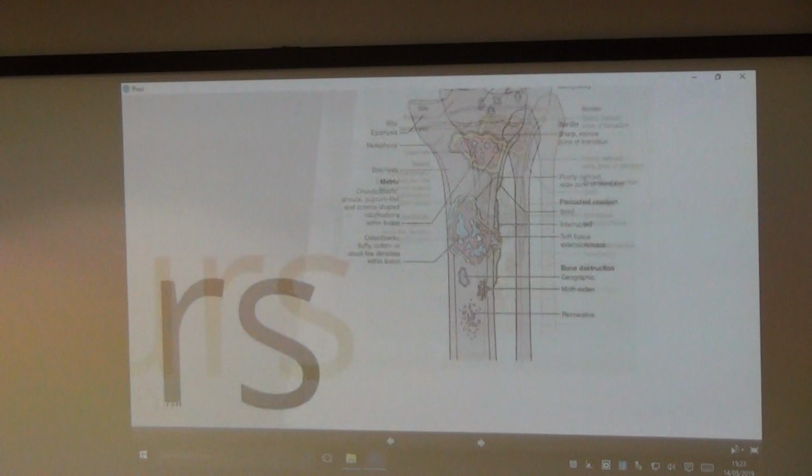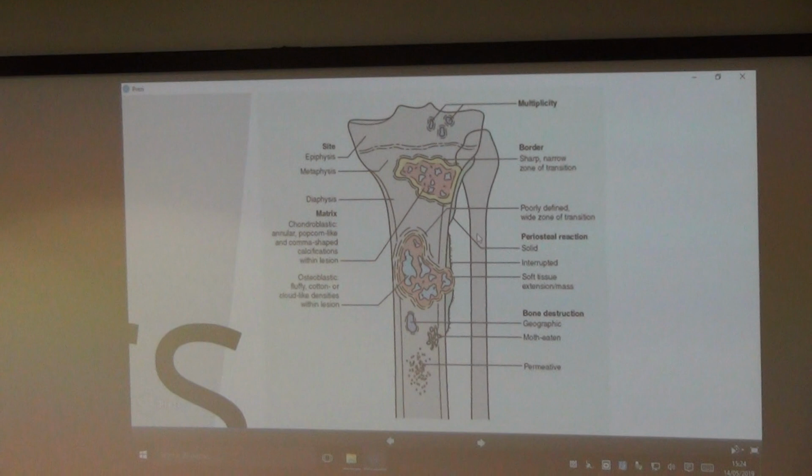So we see the plain film, and there are particular things in the plain film that I'd like to let your eyes be drawn to and to describe. I think the big aggressive feature of a lesion that's growing in bone is the presence of an associated soft tissue mass.